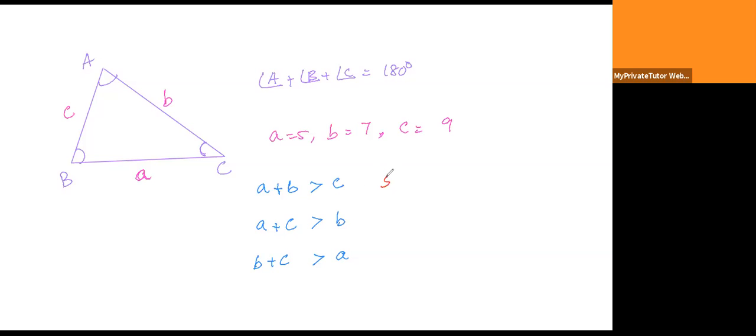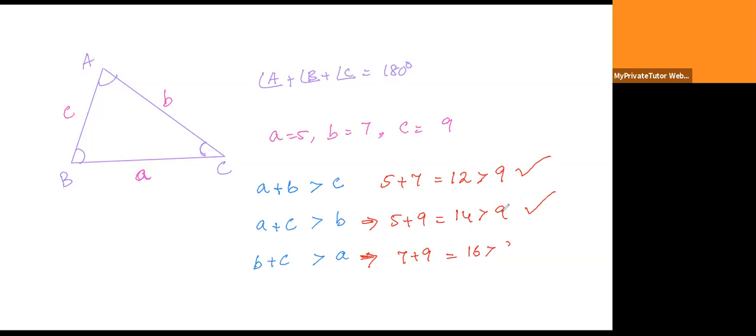5 plus 7 equals 12, which is greater than the third number, C, which is 9. A plus C, 5 plus 9, what is 5 plus 9? 14 is greater than 9, so that is also correct. The third one, B plus C, 7 plus 9, what is 7 plus 9? 16 is greater than 5. So all the conditions are satisfied. If you take any two sides, their sum is greater than the third side, so obviously we can create a triangle here.